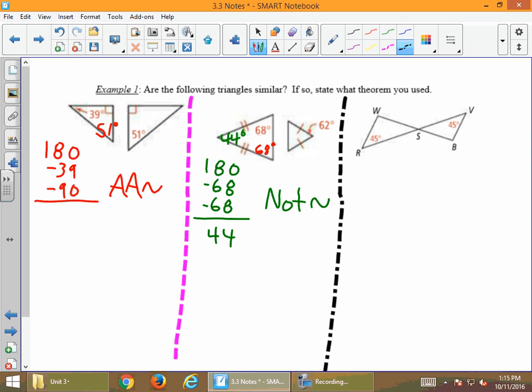Let's look at the last one. Again, I like to stop and think about what pieces I'm given. Do I have any sides indicated here? Any sides marked? No sides. So it's not going to be side, side, side. It's not going to be side, angle, side. So my only option is angle, angle.